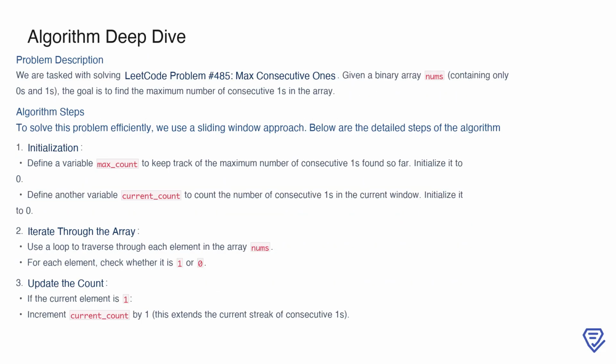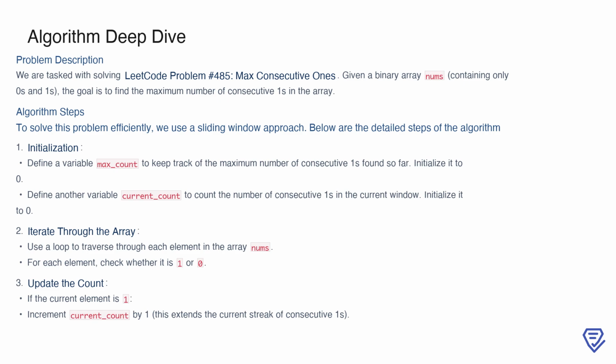This problem focuses on finding the longest streak of consecutive ones in a binary array, where the array contains only zeros and ones. Our goal is to efficiently compute the maximum number of consecutive ones. To achieve this, we use a sliding window approach.